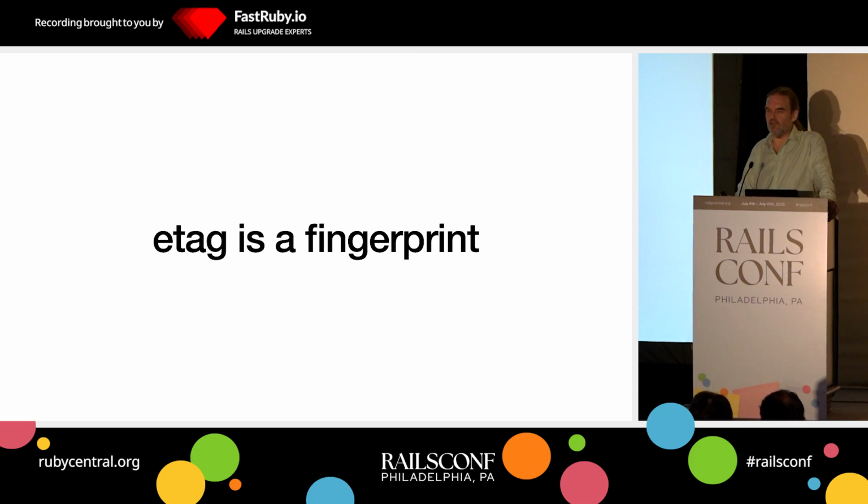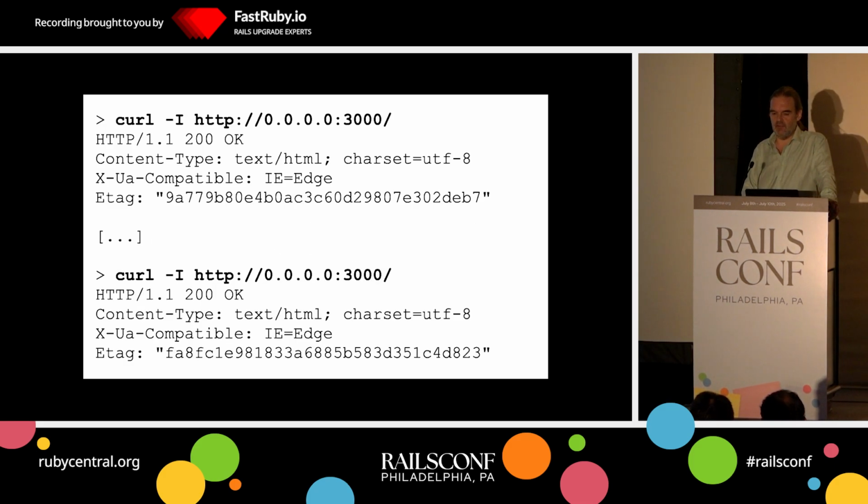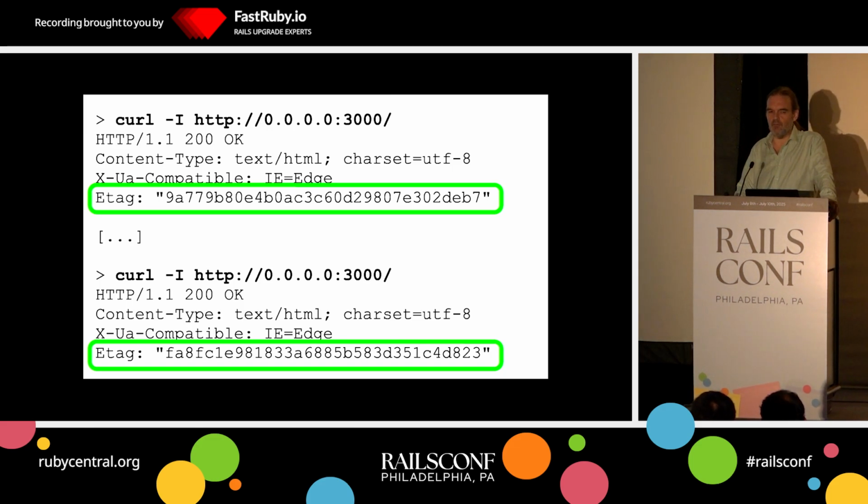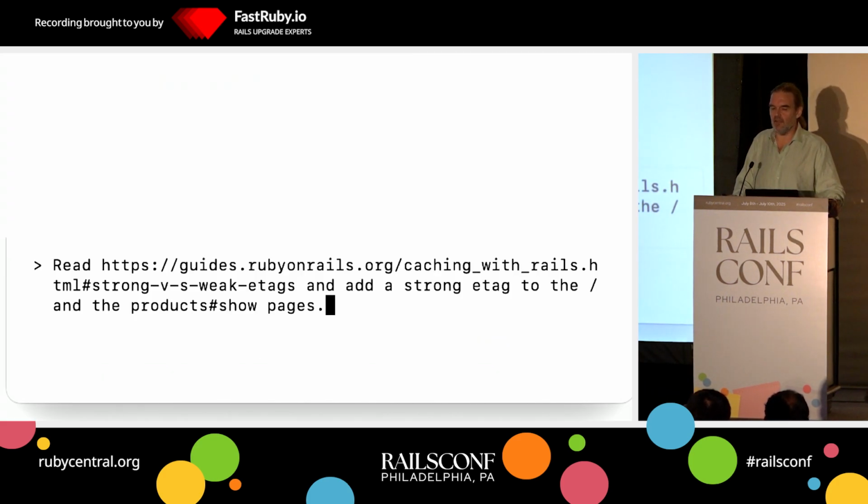Normally we use an e-tag for that. An e-tag is like a fingerprint. So if I pull with curl two times the same page, I get two different e-tags. This means the page has changed. It's not the same page. So I'm asking Claude now to read the documentation and to implement a strong e-tag.